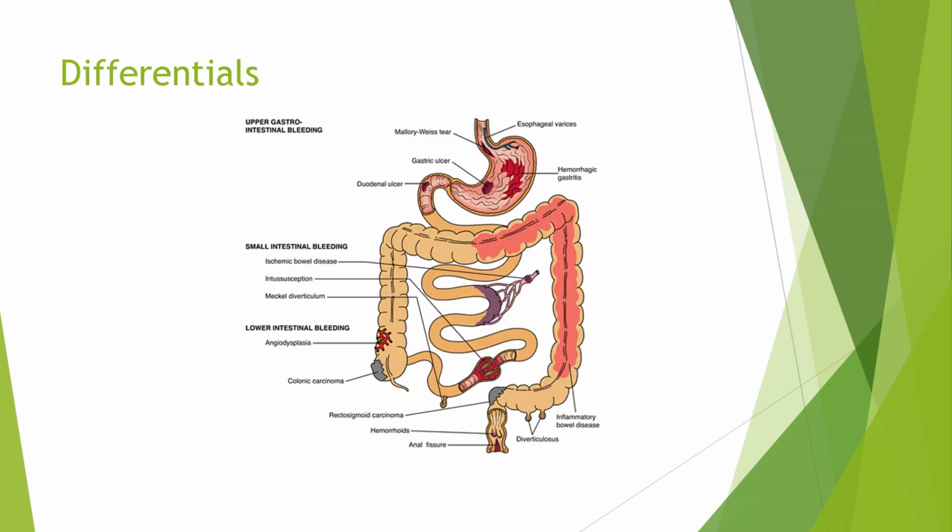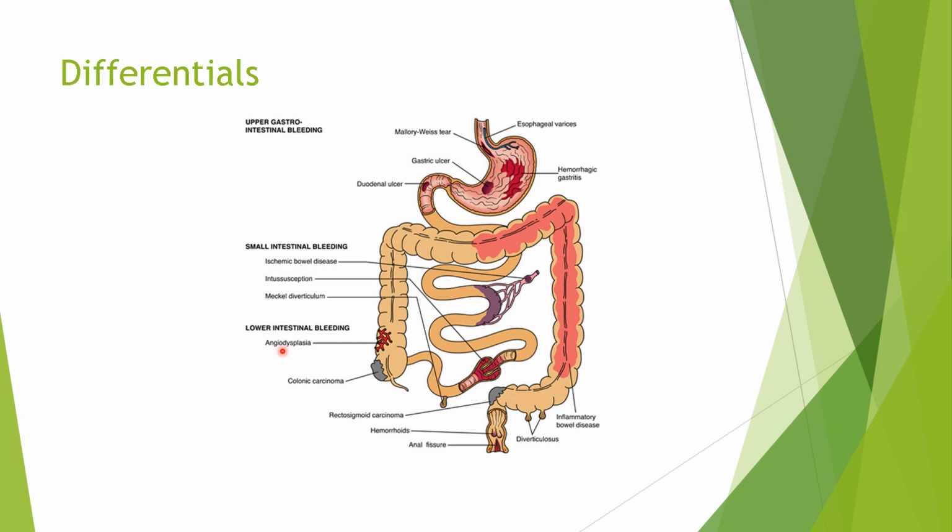Now there are quite a few differentials actually for rectal bleeding, but let's just start with this lovely image here. We'll focus on the lower GI tract, and let's start with ischemic bowel disease. So this means reduced flow to the intestine, and there are many reasons for this. One of them is shock. The next thing is intussusception, but this is more pediatric, so I wouldn't focus on this.